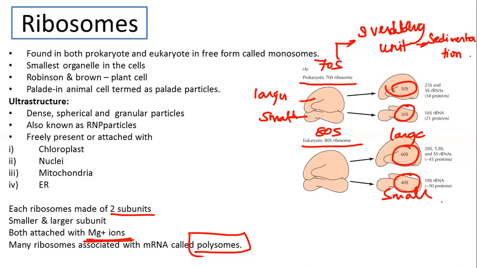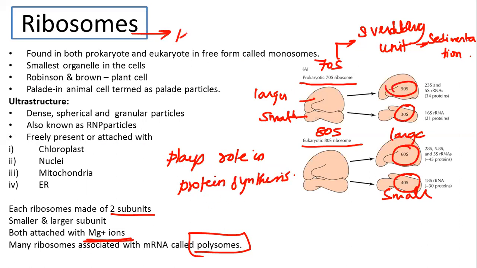Any doubts in this? Coming back to the functions of ribosome, it plays an important role in protein synthesis. Already we studied this, right? Ribosomes are involved in protein synthesis and are also called protein factories, where the proteins get synthesized. That is why it is called the protein factory of the cell. Fine, this is all about ribosome.